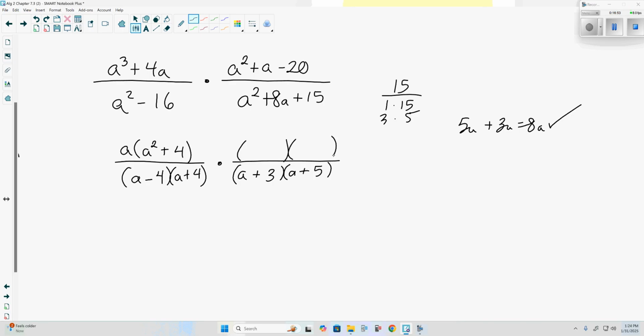On top, we do have a and a for a squared. Four and 5, yes. Which one's going to be positive? Which one's going to be negative? 5 is going to be positive, 4 is negative, because this way we have like factors. A times negative 4 is negative 4a. 5 times a is positive 5a, giving us the positive 1a that we wanted.